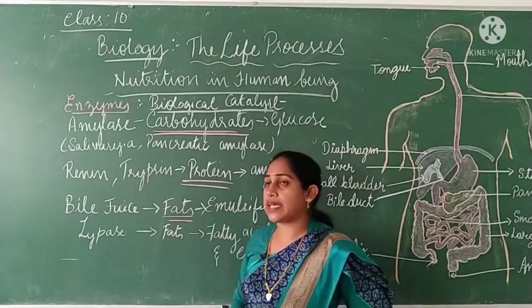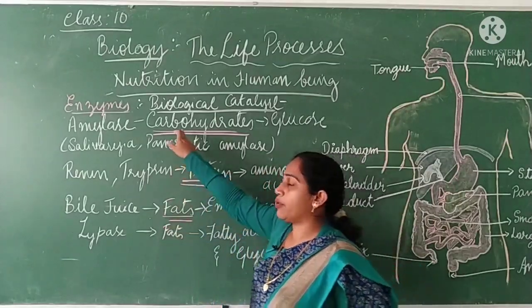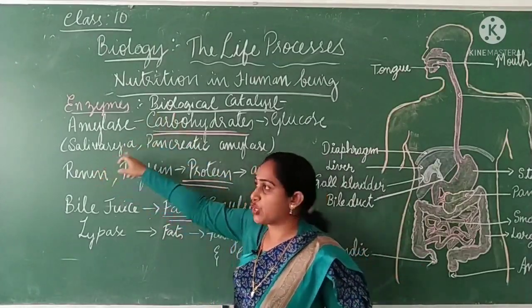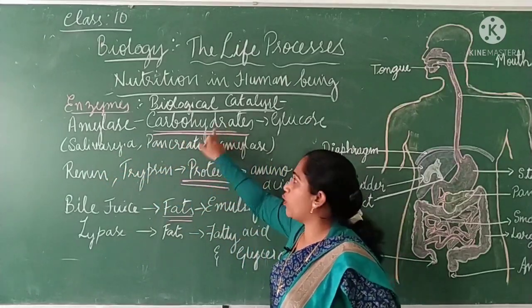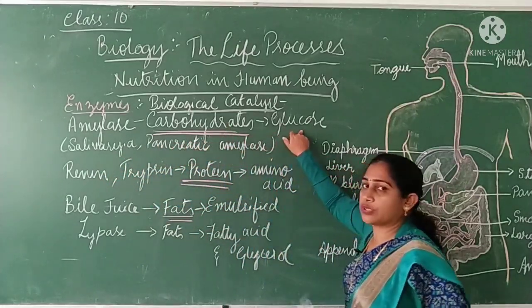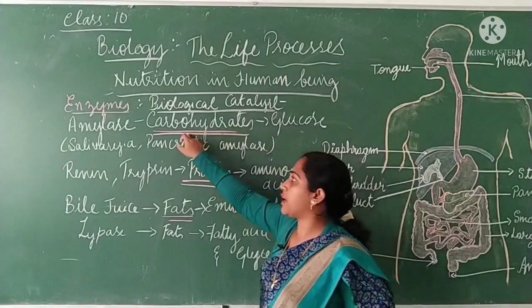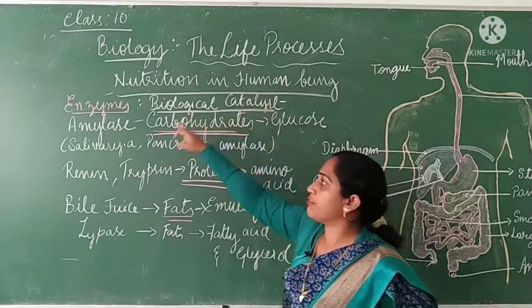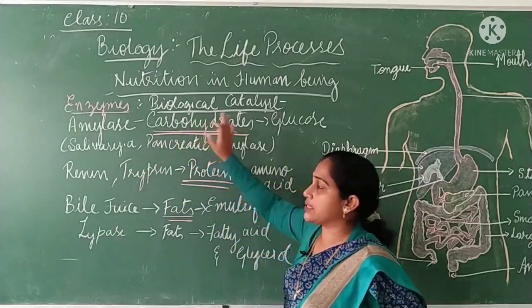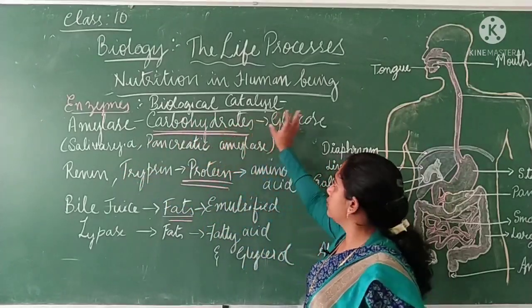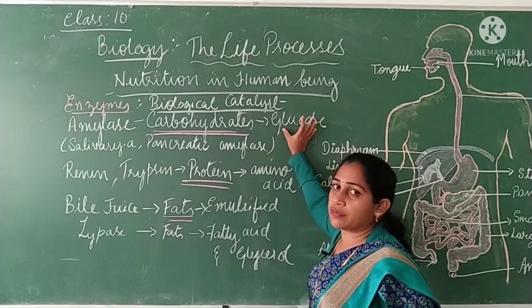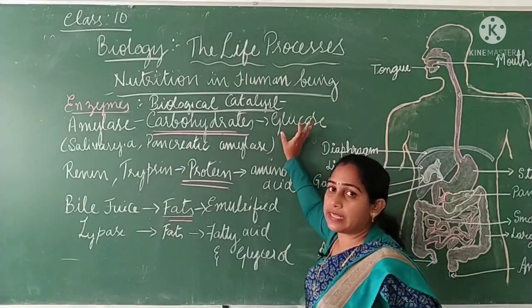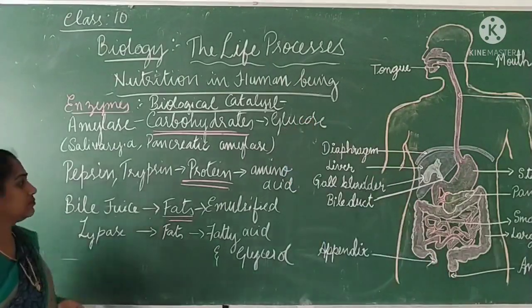So these two amylases act on what? They act on carbohydrate, and what we finally get is glucose. The simpler form of carbohydrate is glucose. So finally, by the action of amylase, carbohydrate is completely broken down to form the simplest form, glucose, which can be easily absorbed by our blood.